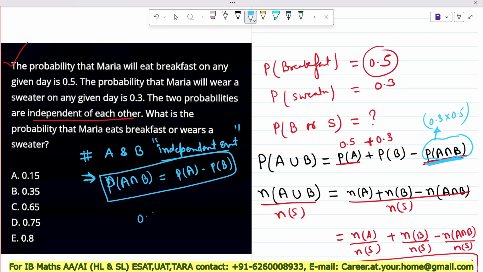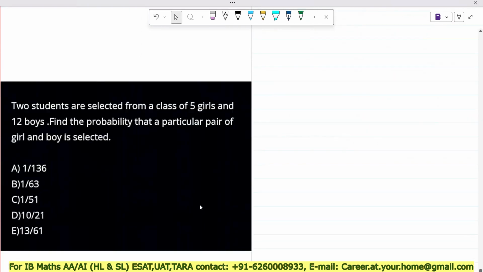Should be 0.8 minus 0.15. What should it be? It will just be 0.65. Okay, makes sense.